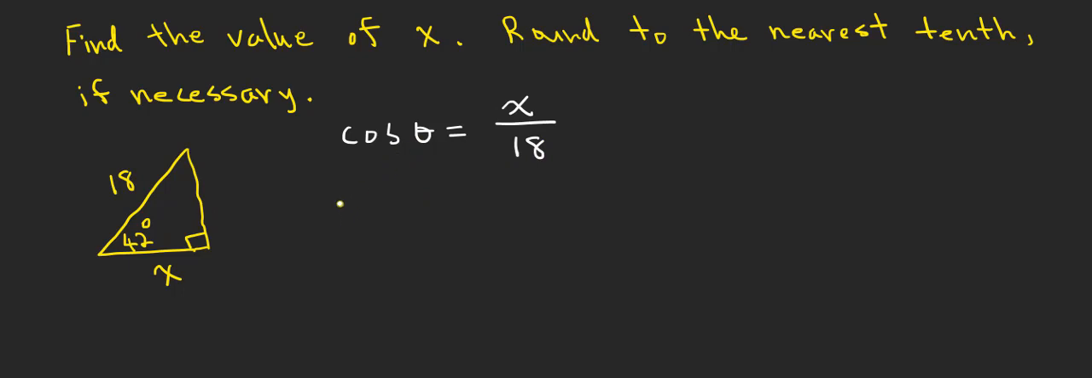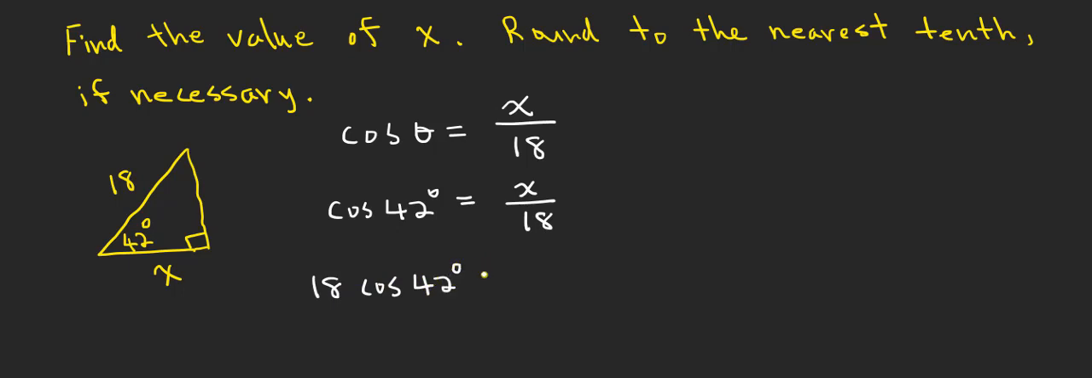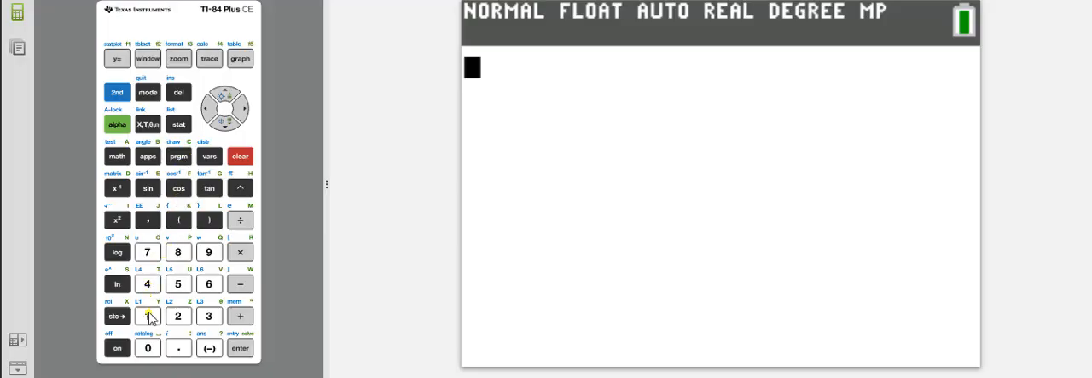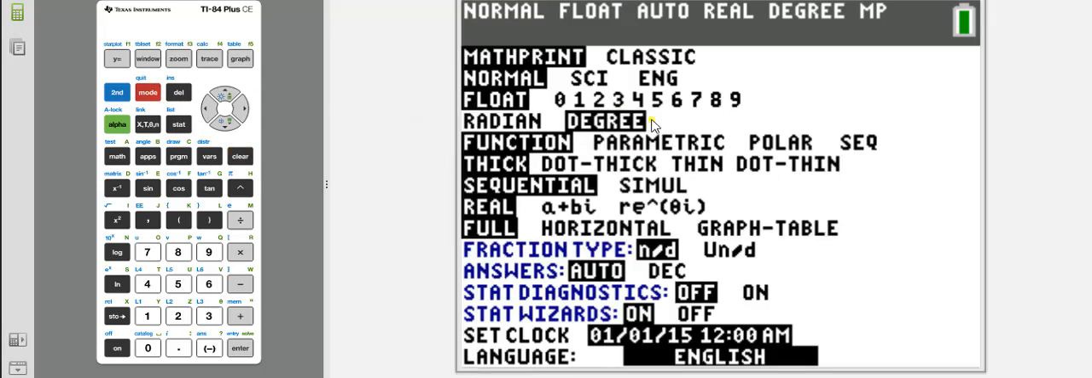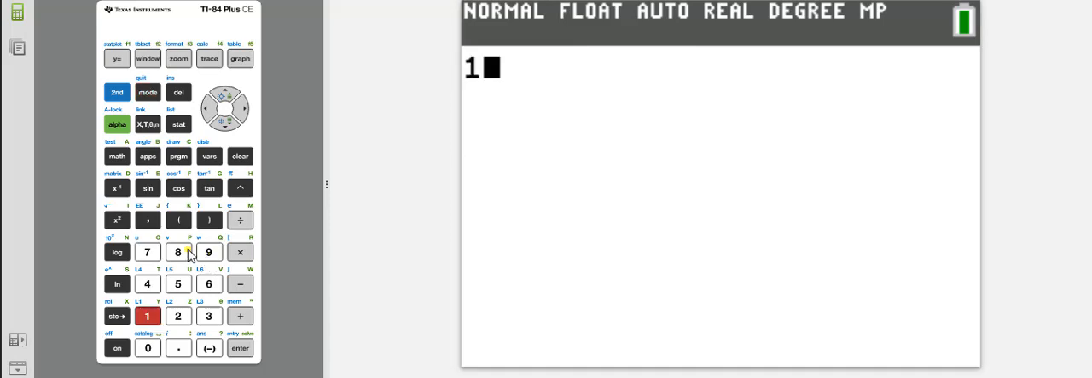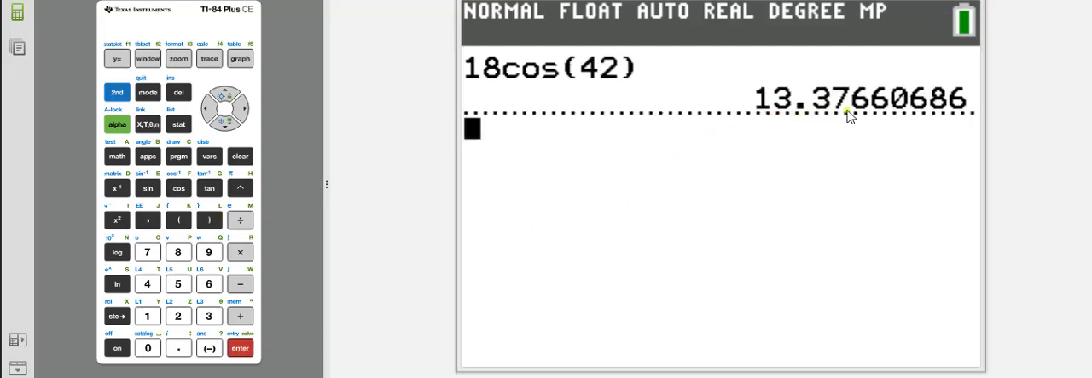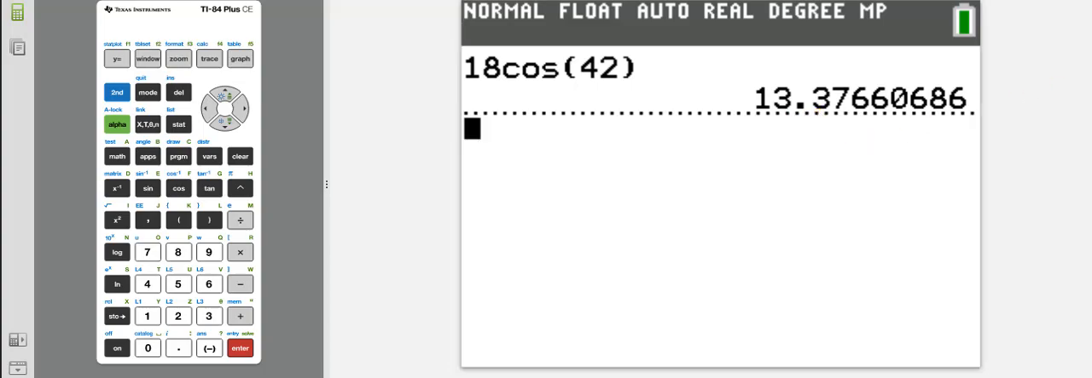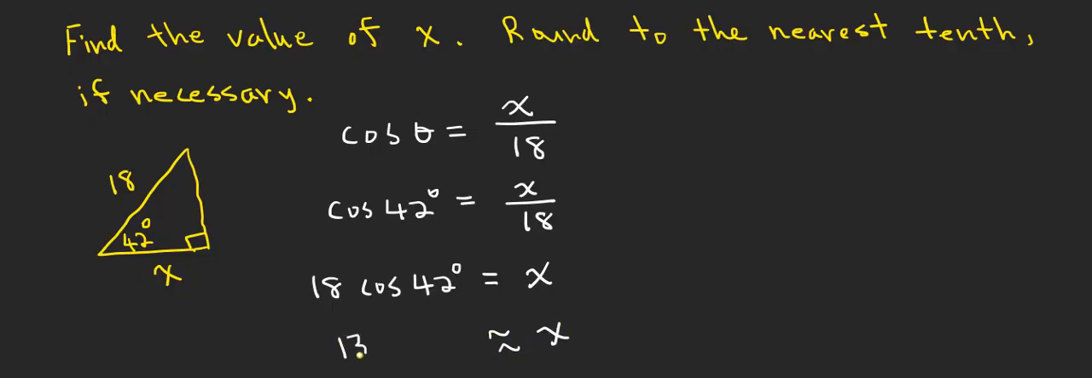And the theta is 42. In order to solve for x, we need to multiply both sides by 18 to get 18 cosine of 42 degrees. And we need the help of the calculator to evaluate this. So using our calculator, again, make sure your mode is in degrees. 18 times cosine of 42. Press enter, and you get 13.3766. We're going to round it to the nearest tenth. So this is approximately 13.4. So x is approximately 13.4.